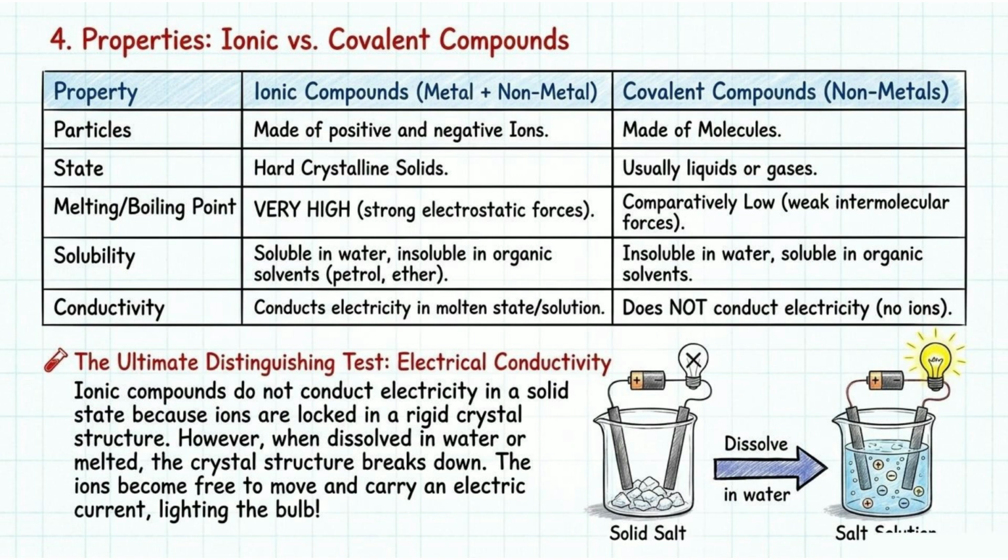But the ultimate distinguishing test is electrical conductivity. Imagine a beaker with 2 wires and a light bulb. If you put solid salt, an ionic compound, in the beaker, the bulb stays dark. Right, because the ions are locked tightly in a rigid crystal and cannot move. BUT. If you dissolve that salt in water or melt it with extreme heat, the rigid crystal structure breaks down. Suddenly, those charged ions are free to swim around, carrying the electric current from one wire to the other, and the bulb lights up. Well, covalent compounds don't have ions at all, so they simply never conduct electricity.